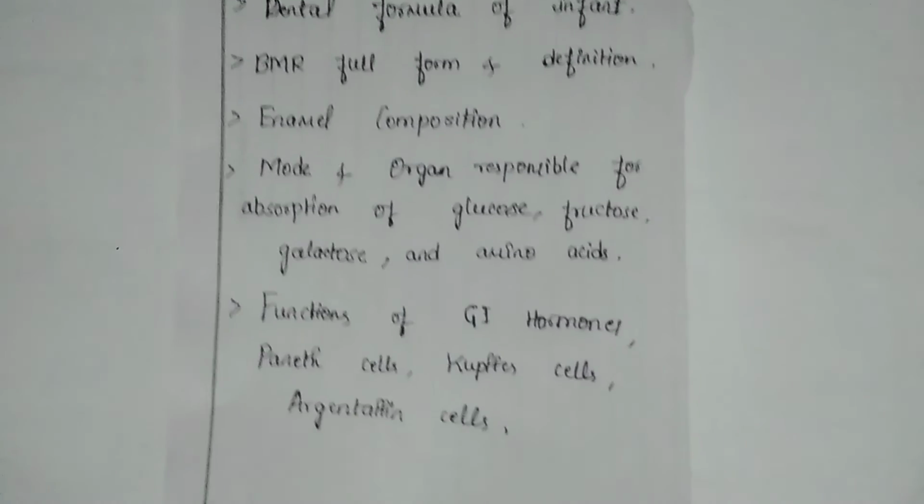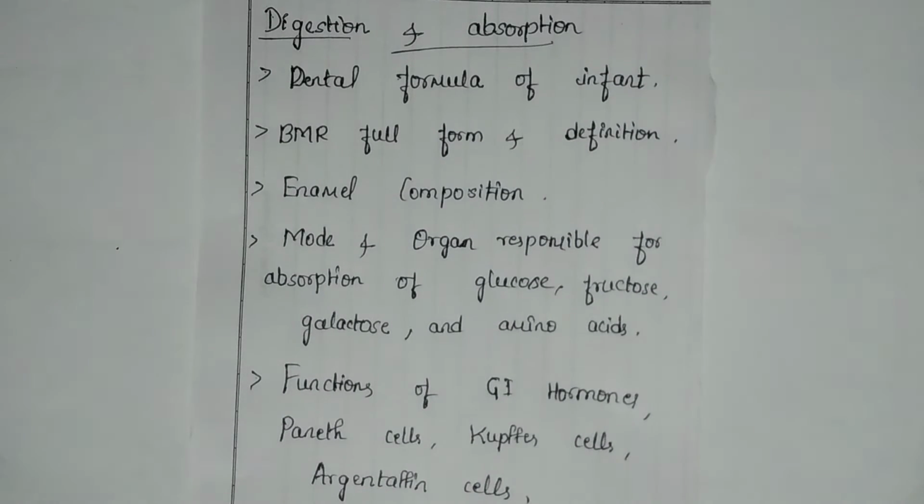Next, coming to human physiology, digestion and absorption, we have to learn the dental formula of infants, which was already asked in the NEET 2020, 21 question paper, and BMR full form and the definition, enamel composition, mode and organ responsible for the absorption of glucose, fructose, galactose, and amino acids, and the function of GI hormones, Paneth cells, Kupffer cells, and argentaffin cells.